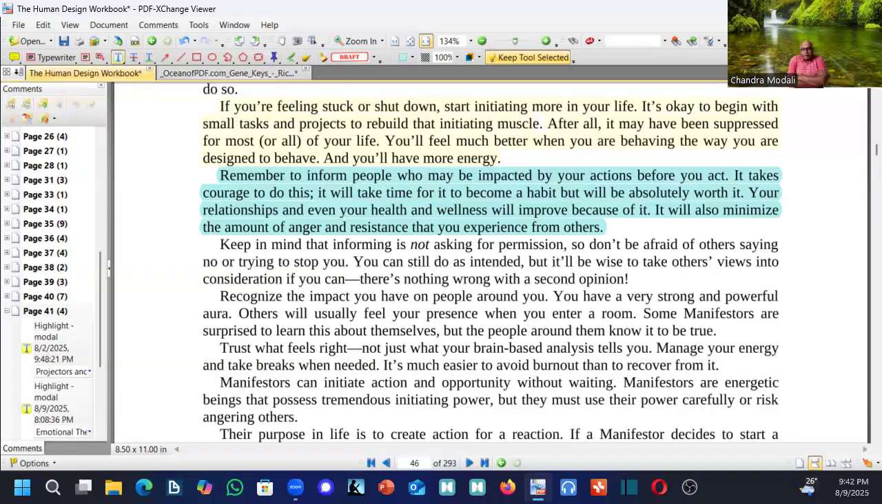Recognize the impact you have on people around you. You have a strong and powerful aura. Others will usually feel your presence when you enter a room. Some manifestors are surprised to learn about this themselves, but the people around them know it to be true. That means you are projecting something that you are not aware of.